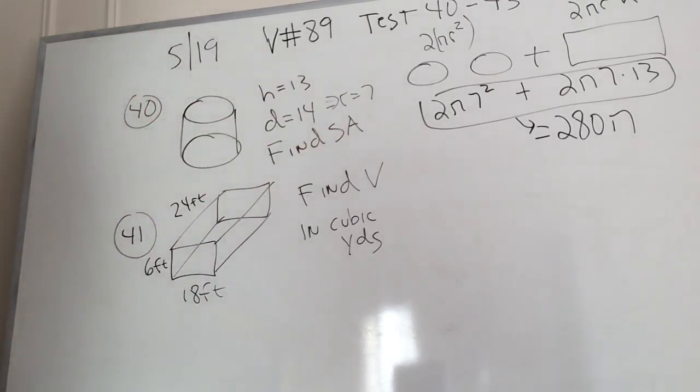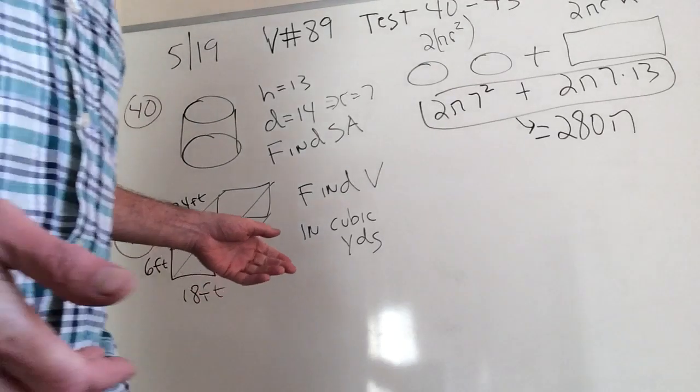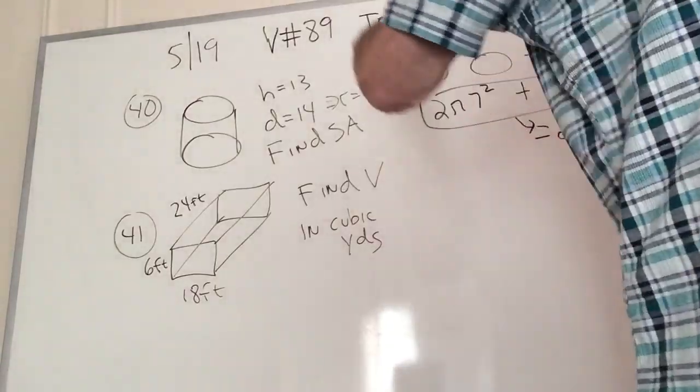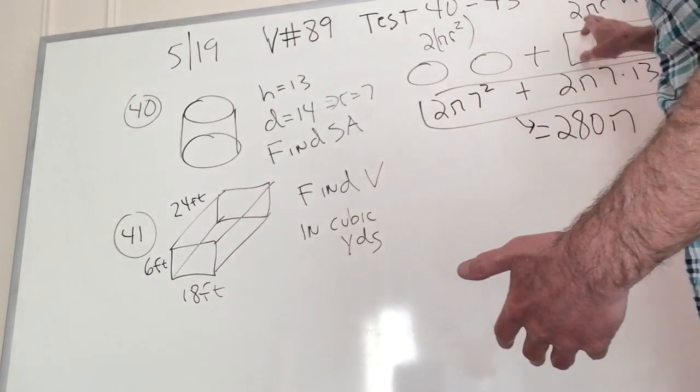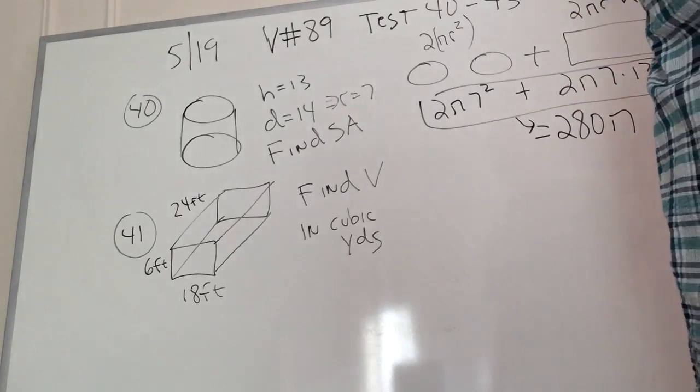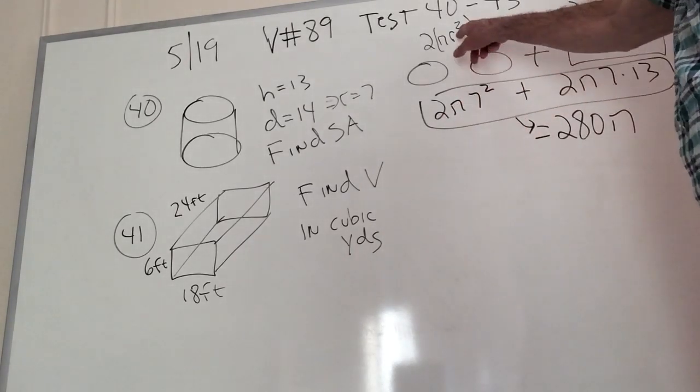Then you have to read the question carefully. They want you to find the surface area. They didn't say the lateral surface area, they said the surface area. So that's the area of the top and the bottom, imagine it's a closed can, plus the lateral area.